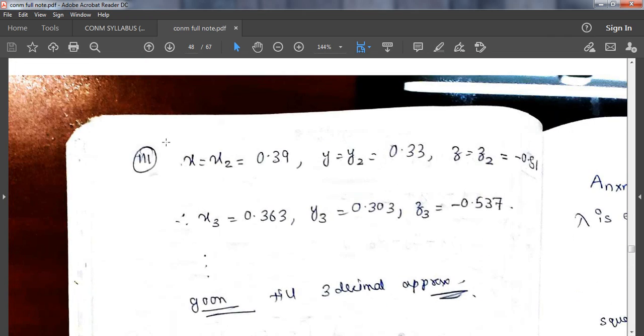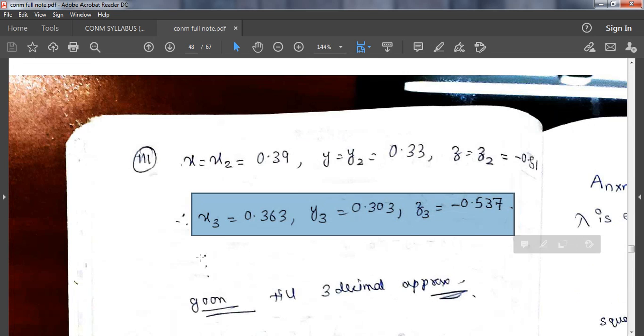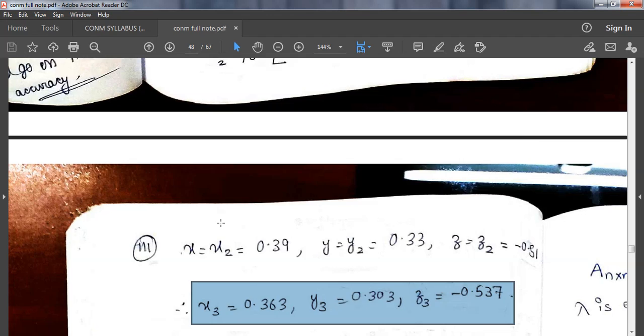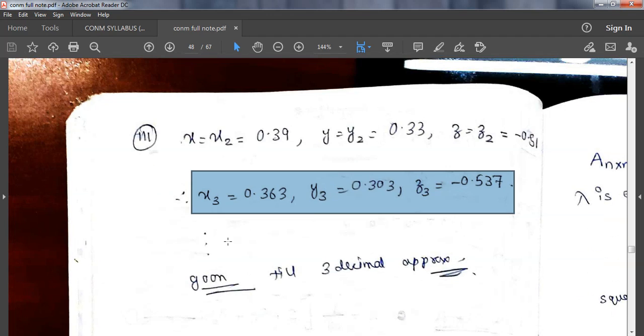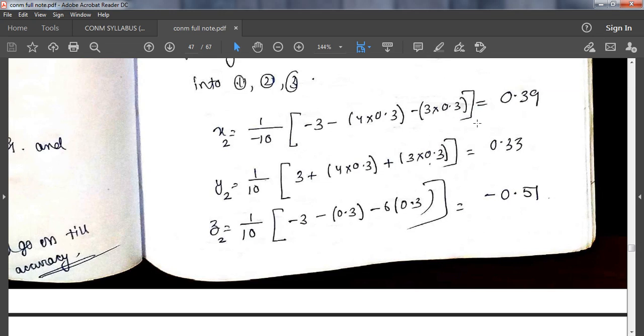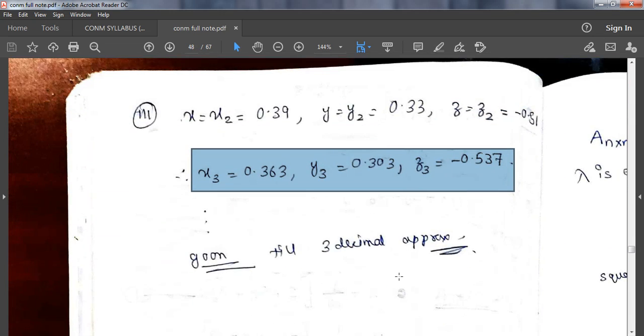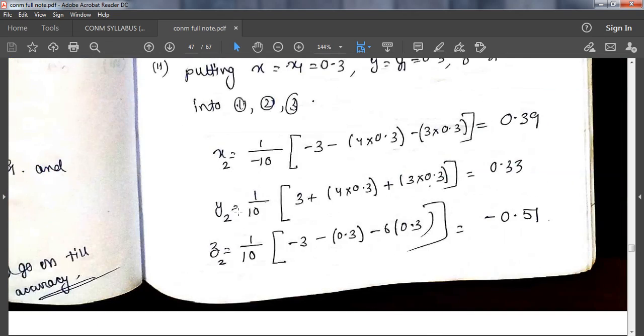Then I will put this and find out my third approximated value. And I will keep on doing it until, suppose I have to see up to 3 decimal places. If in consecutive equations the 3 decimal places remain the same, in that case I will stop the iteration. So I will keep on continuing it. So this is the Jacobi method.